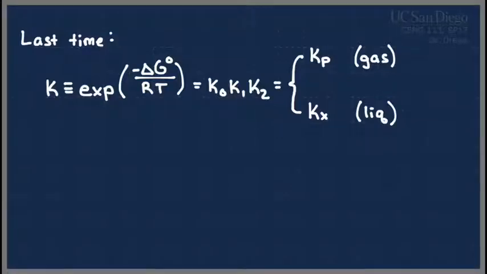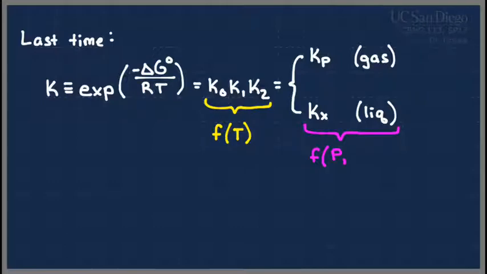All right, the last point that we got to last time was these introductions of the KPs and the KXs over on the right. The big advantage of that was that previously we had only known how to do K0, K1, K2, all of which were functions of temperature. And now with the addition of KX or KP, we have a function of potentially pressure, if it's a gas phase, and the extent of reaction.